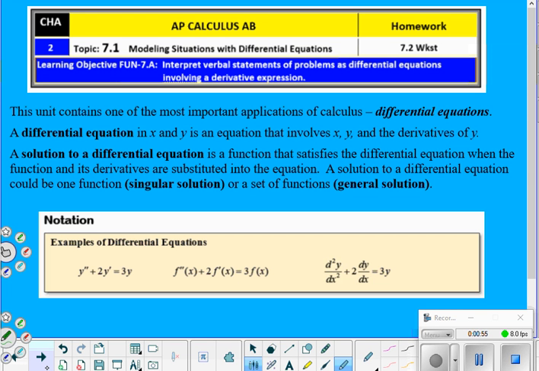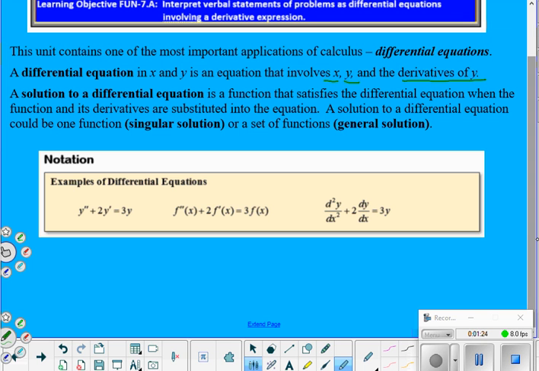So 7.1 is a nice intro unit. It talks about differential equations and modeling these differential equations. One of the important topics for calculus is these differential equations. A differential equation involves the variables x, y, and then the derivatives of y with respect to x. And we could definitely use other variable names, so there will be these derivatives sitting inside our equation.